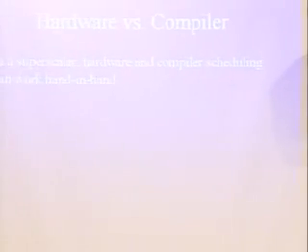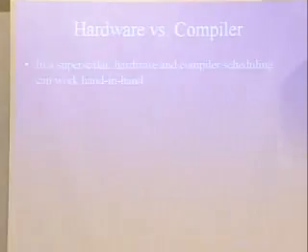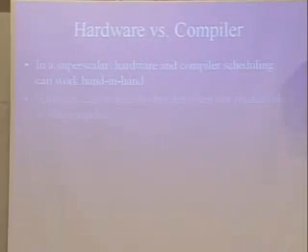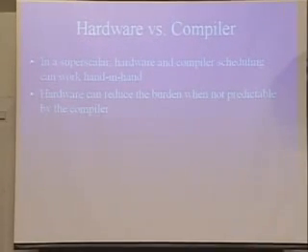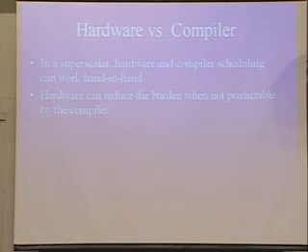So the key thing in superscalar is that hardware and compiler scheduling work hand in hand. One thing hardware can do is easily reduce the burden when things are not predictable by the compiler. For example, if you have a memory load reference, you might not know whether you get a cache hit or a miss. You will probably schedule assuming it's a cache hit. But in the case of a cache miss, hardware will help you around that.